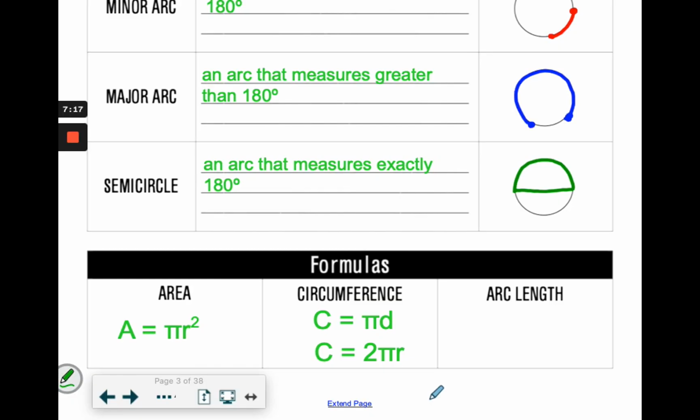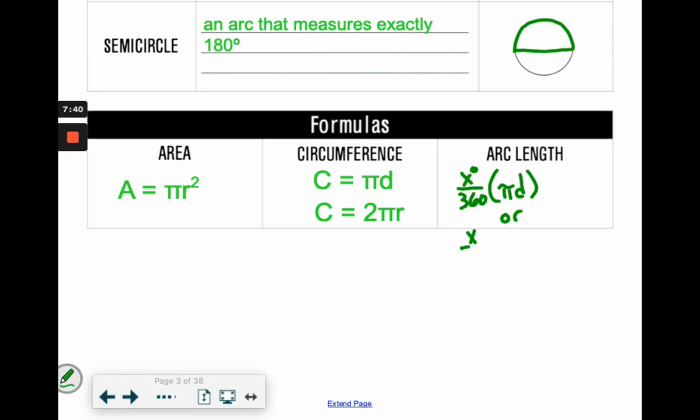So the arc length is kind of a fraction of the circumference. It could be the amount of degrees, so x degrees over 360 times pi times diameter. I'm going to write, or it could be x over 360 times 2 pi r. Okay, it's a chunk of the circumference. So it depends on what kind of picture we have. Sometimes we'll use the pi times d formula, sometimes we'll use the 2 pi r formula. Those are all things that we're going to need.